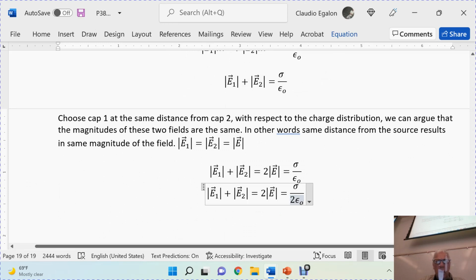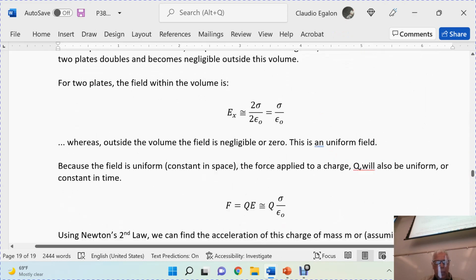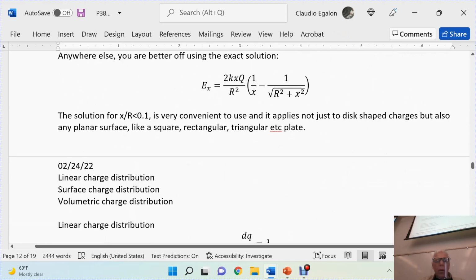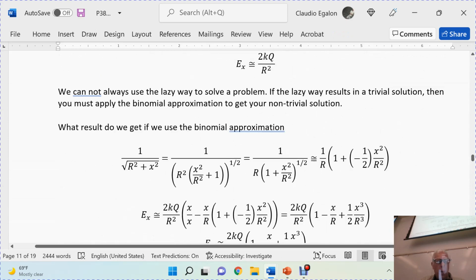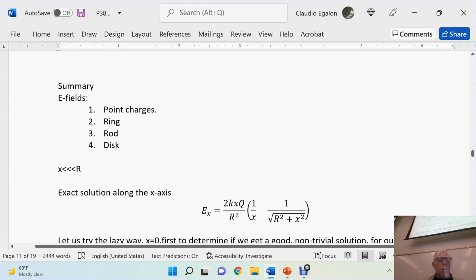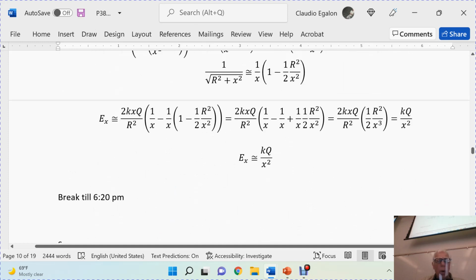Is that what we got before? We did it for the plate, right? Let's see if we can find the result. Should have been around here. Let's see here. This one. No. Disk. The field summary is that solution along the x-axis. Is that the one?